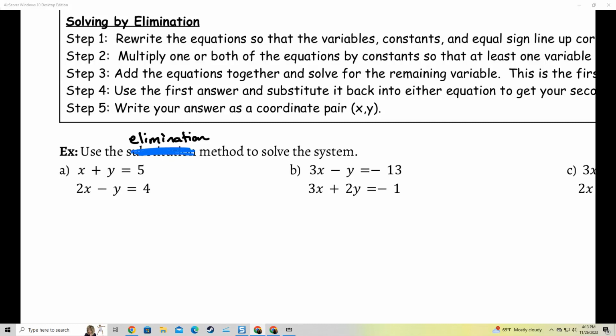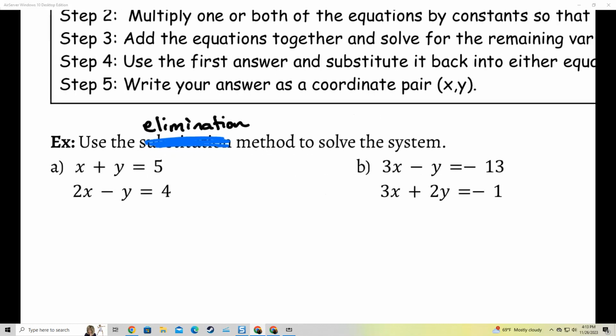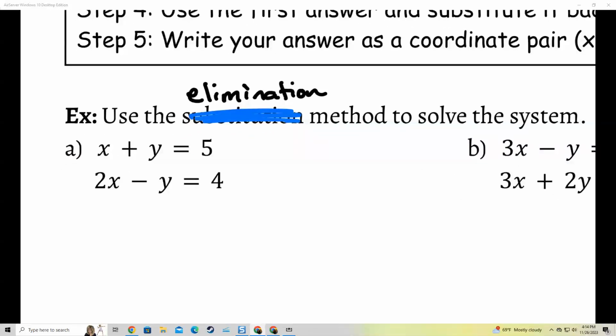So right now, let's just go ahead and trust me. I can go ahead and add these up right now because at least one of my variables is going to cancel. So let me go ahead and add these up. When I do this, x plus 2x, that's going to give me 3x. y plus negative y, these cancel each other out. The equal sign is going to drop, and I have 5 plus 4, which is 9. All right, that's a great start.